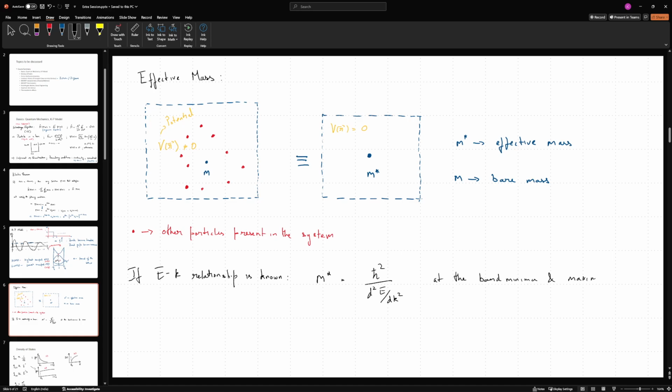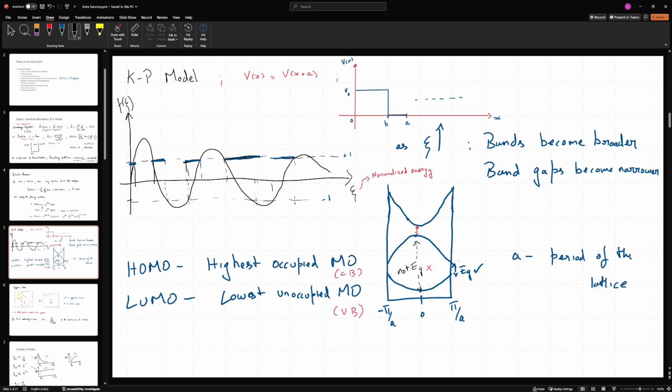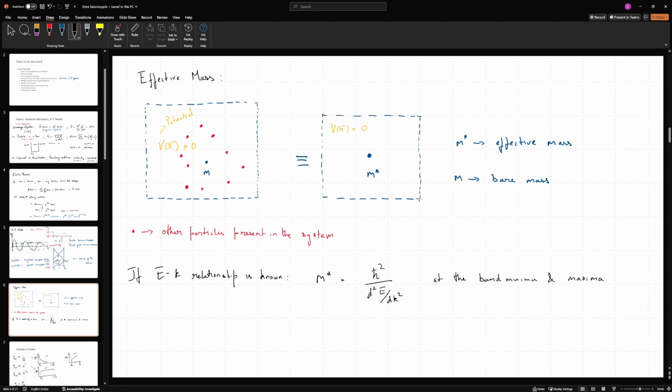So this is not a universally valid relation. This is valid only at the band minima and maxima, because as you can see, the first derivative is 0 at the minima point here and 0 at the maxima point here. But the second derivative will be positive at the minima point and negative at the maxima point, which means somewhere in the middle it will take a 0 value. So somewhere in the middle point, the effective mass as calculated by this relationship is going to be infinite.